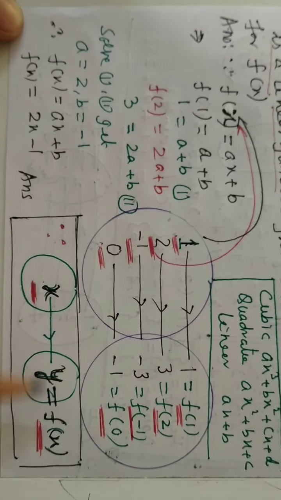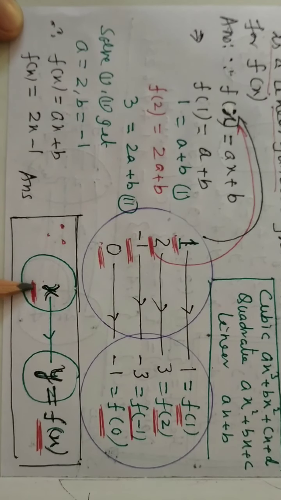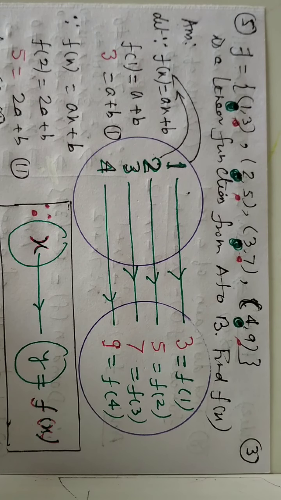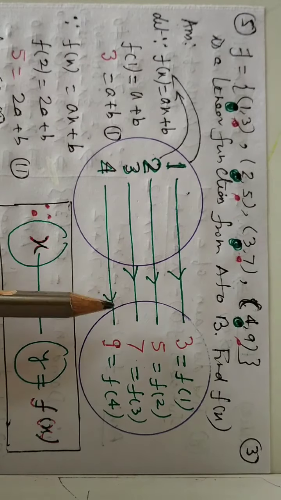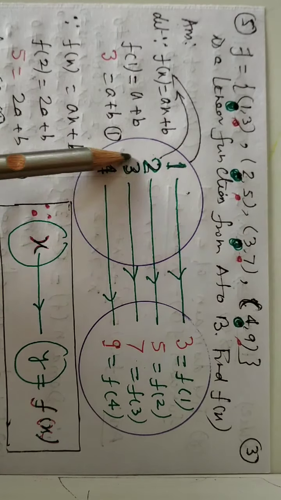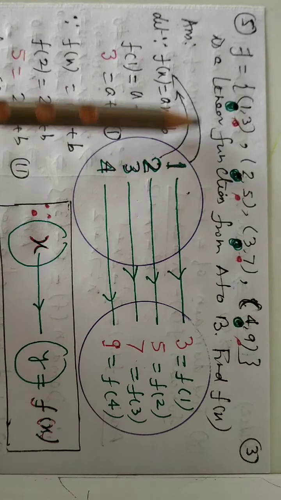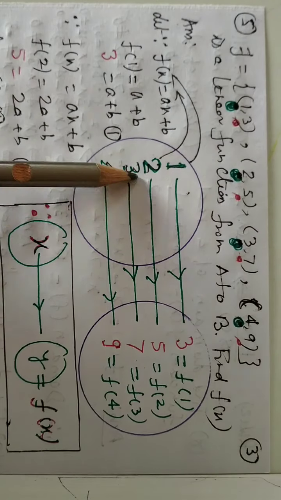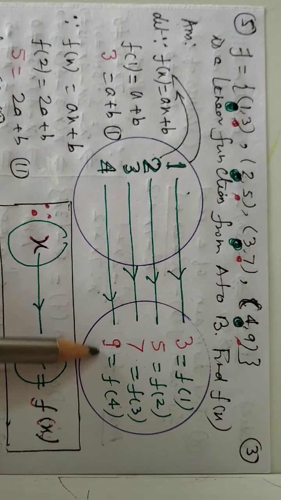And remember it. When x goes to the right side, it becomes f(x). x is a permanent member of the first set. y is a permanent member of the second set. So y is equal to f(x). Now this is the fifth question. F is given. Same question just like 4. F is given. 1 goes to 3, 2 goes to 5, 3 goes to 7, 4 goes to 9.